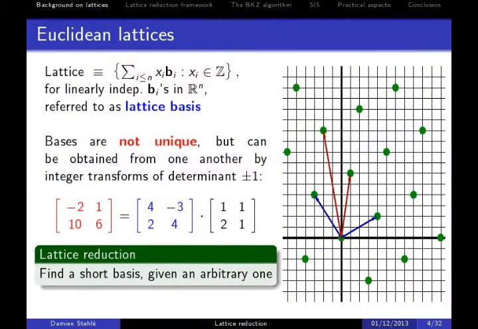Okay, lattice reduction. So the intuitive goal is to find a rather short basis given an arbitrary basis of the lattice. So I'm giving you an arbitrary basis of the lattice, and the goal is to find a rather short basis of the same lattice. Or put differently, a transformation matrix that maps the arbitrary basis to something short.